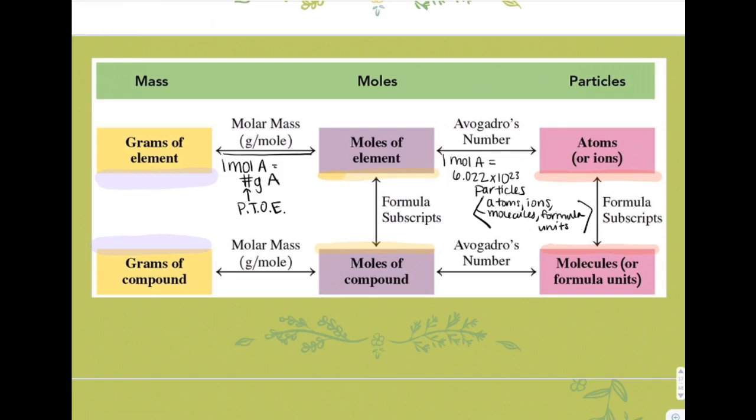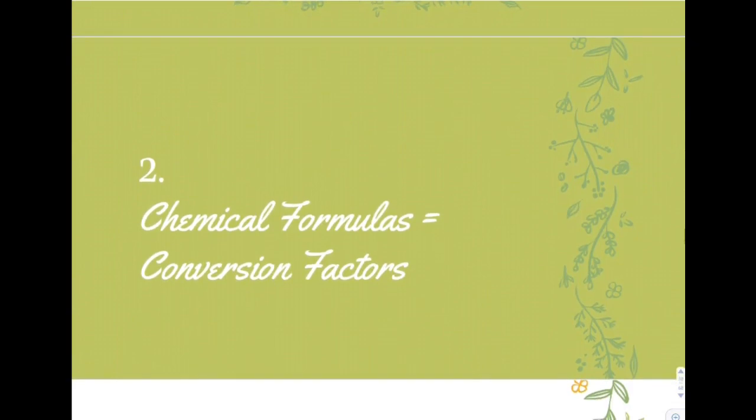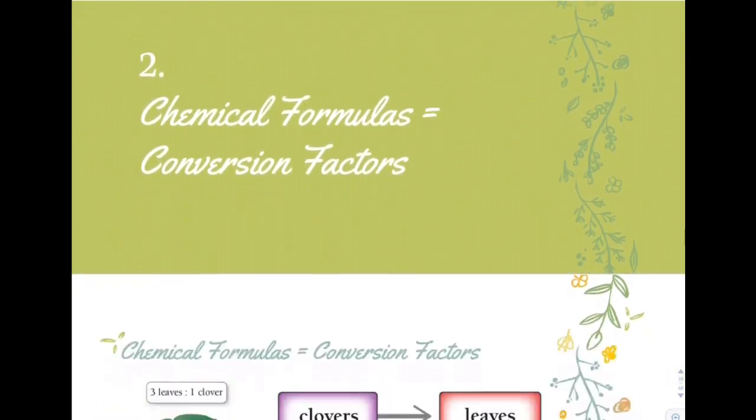What we didn't talk about in class, we're going to talk about now, are how do you go from moles of one thing to moles of something else. And so we're going to be using subscripts, and we're going to be using balanced chemical equations to do this. So we're going to get a little more in depth into using moles. And so the first thing I want to look at is how a chemical formula is actually a conversion factor.